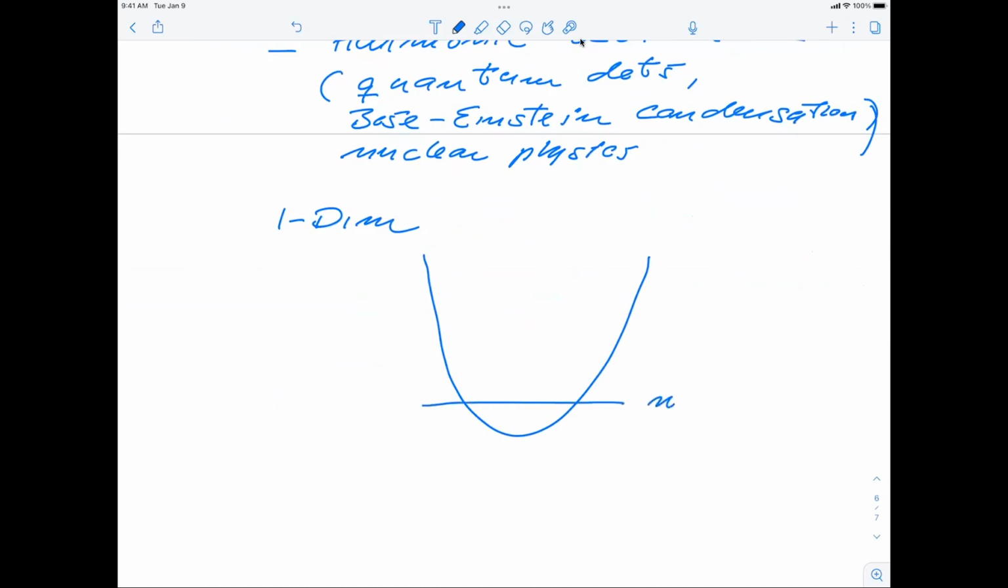So we have nx equal to 0. We have nx equal to 1. And we have nx equal to 2. So these are the number of nodes which the wave function has. And then this goes actually to infinity. So we have an infinite basis. So this could be an example of a computational basis.